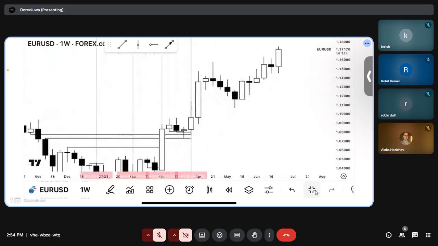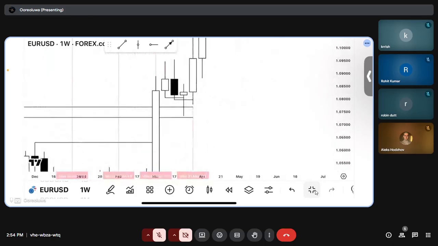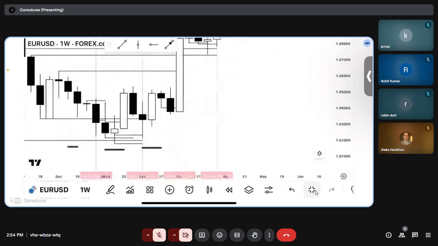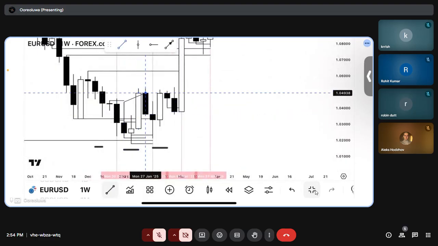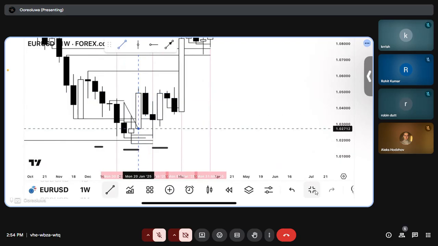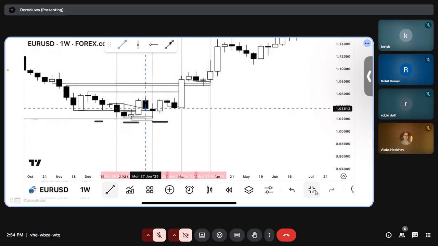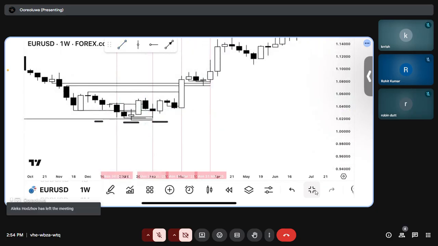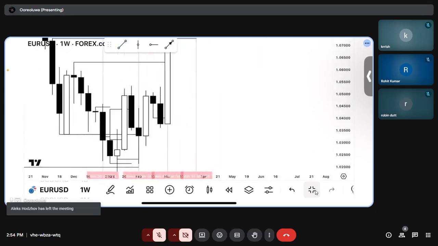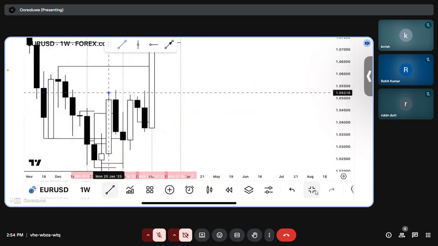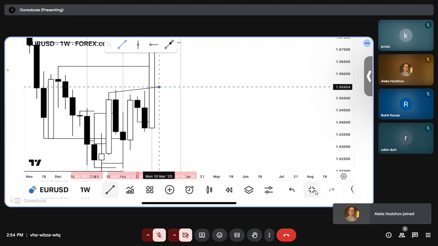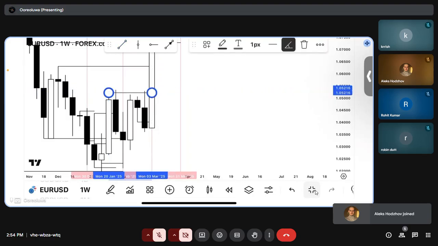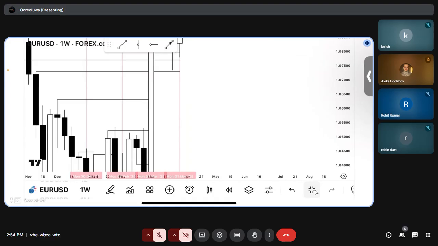So this was it. All right, on the weekly also, we are closing above, right? So close above here, close above this candle, close above. Because we close above it, we didn't wick below it, so we close above it here again, which means we are still bullish. Okay, so this is how to read the close above, close below.